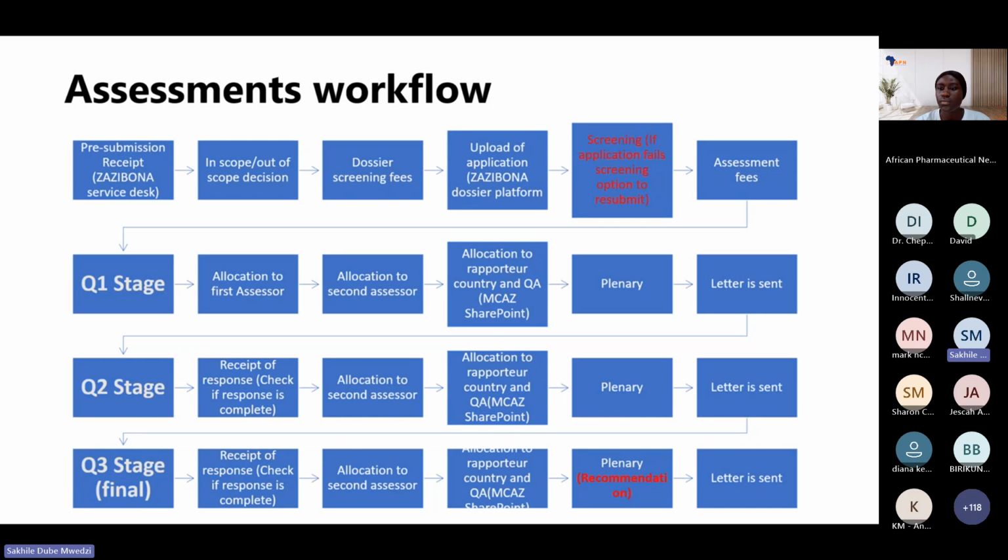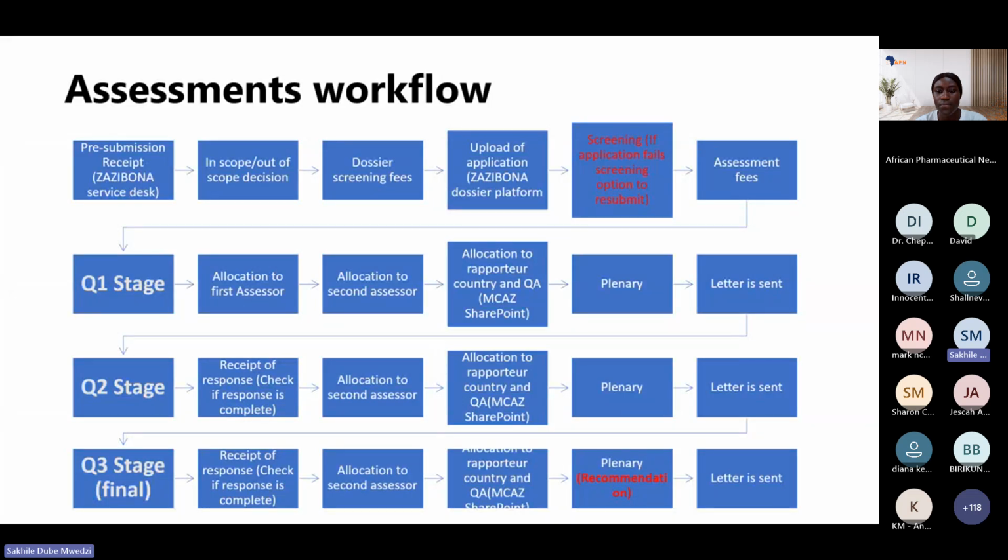And then once you send your response to us, that is when we go to the final stage, which is the third stage. And here we now look at your second response. Again, it has been looked at by the first and second reviewer. The plenary comes together, which is made up of, again, another group of people. And then we come up with a recommendation. So the final outcome of the ZAZIBONA process is not a marketing authorization, but it is a very strong recommendation to the member states to actually go through with registration.